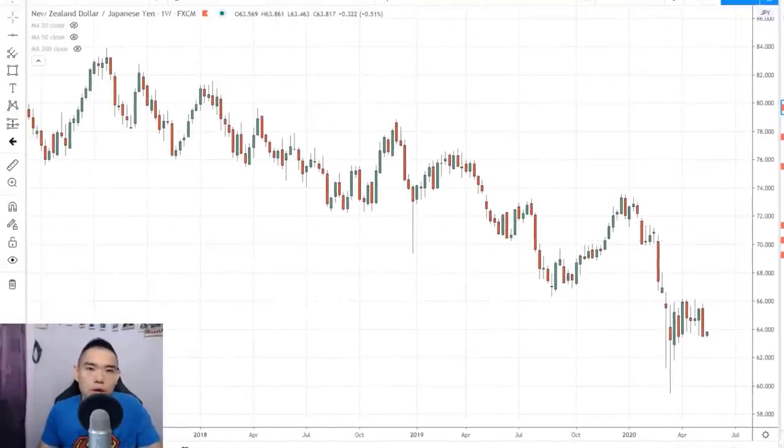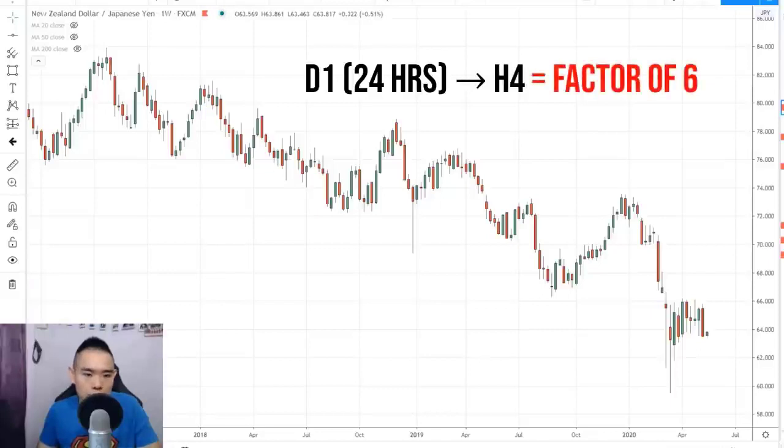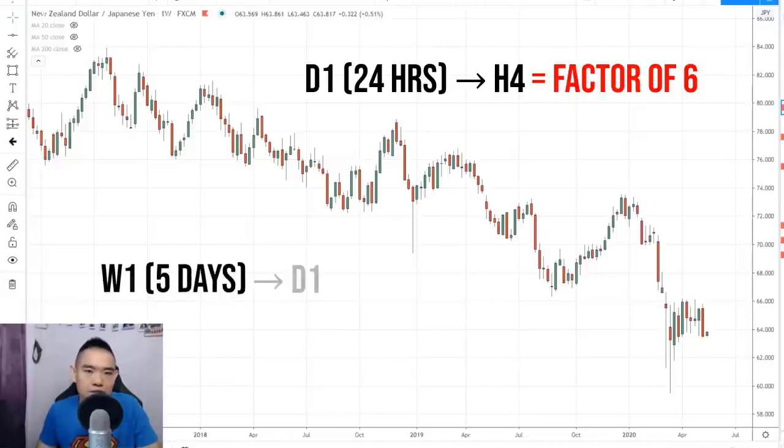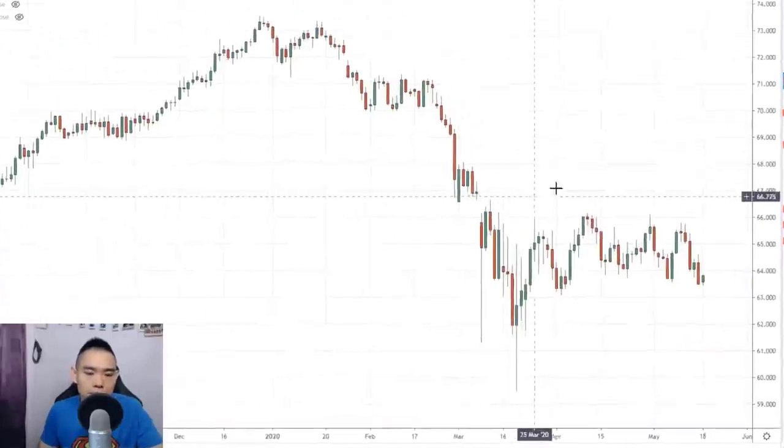You generally want to go down between a factor of 4 to 6. So just a very quick illustration. For a weekly time frame, you know that there are 5 days in a week, so that is a factor of 5. What about a daily time frame? You know a daily time frame has 24 hours, so you go down to a 4-hour time frame. That is a factor of 6. Why 6? Because 4 multiplied by 6 gives you 24 hours, which is 1 day. And for the weekly one, 1 week has 5 days, so that is a factor of 5. Simple stuff.